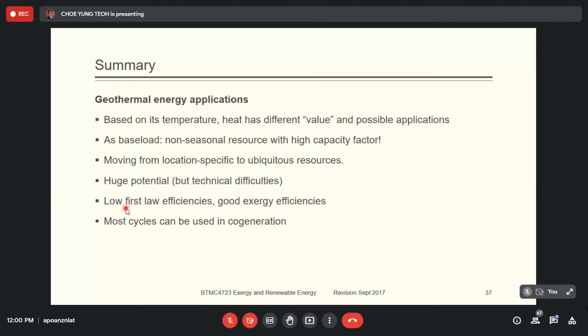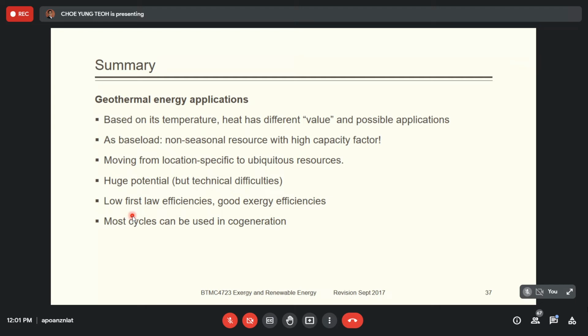First law efficiency here refers to output over input. Okay, so based on this amount of output from the geothermal resources, you can only get a very small amount of power output. Input from the geothermal, and then, okay, maybe you talk about the turbine. The input should be from geothermal fields, and then the output will be electricity. So the amount of electricity you get compared to the amount of energy you have in the geothermal field is actually very little. So it makes the first law efficiency very low. Output over input will be very low.